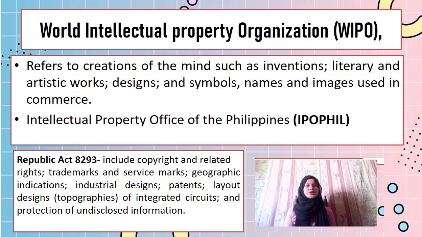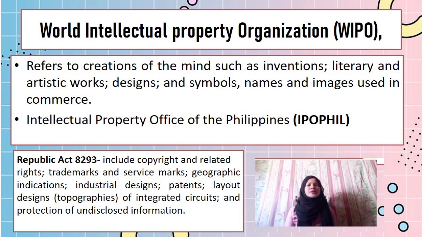In our country, the Philippines, we have the Intellectual Property Office of the Philippines. This is a government agency that is responsible for administering and implementing intellectual property policy in the Philippines. It oversees various aspects of intellectual property. This includes patents, trademarks, copyright, and industrial designs. This office was created through Republic Act 8293.